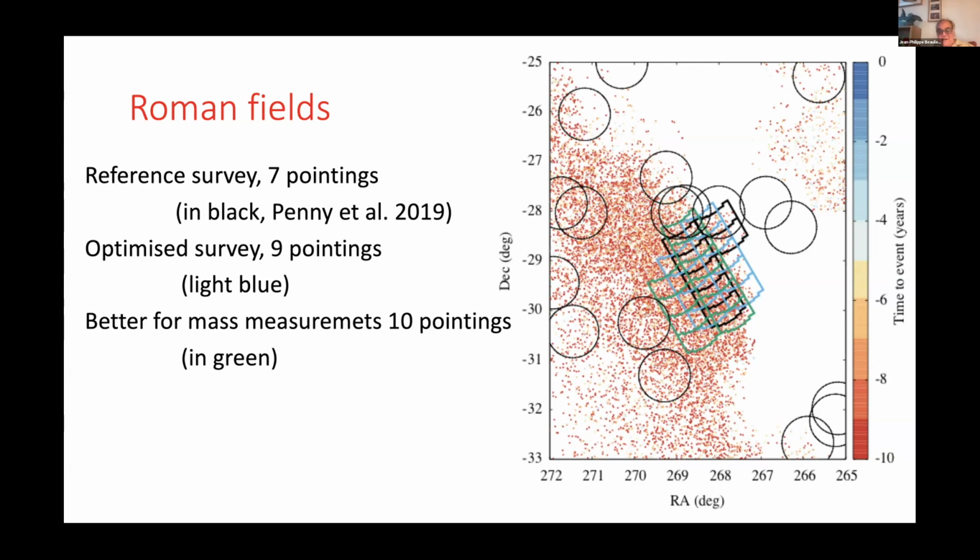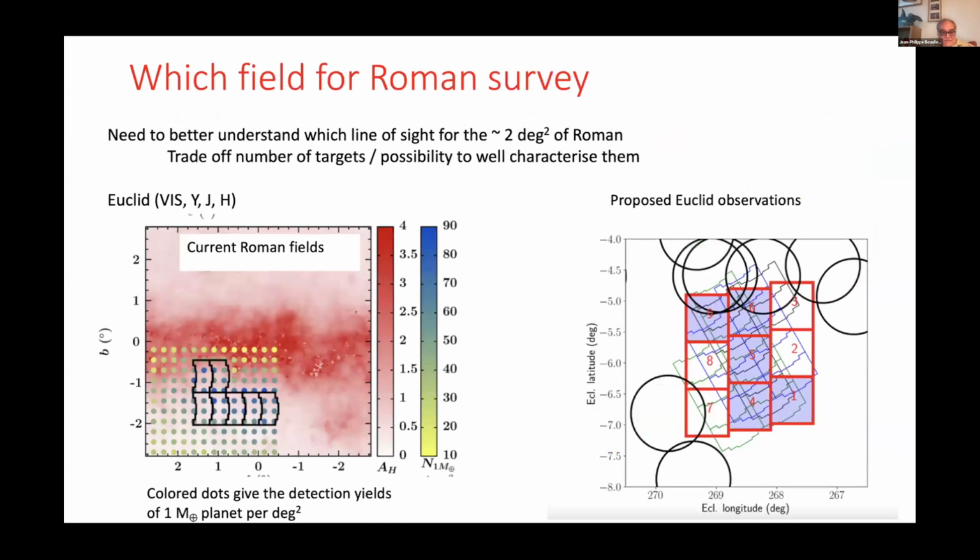So the idea would be to try to cover this with Euclid. If we want to match all these observations, all the different realizations of the Roman fields, or most of them, we can just do it using 9 pointings of Euclid. By doing 4.5 square degrees of the galactic bulge, you cover most of the Roman fields.